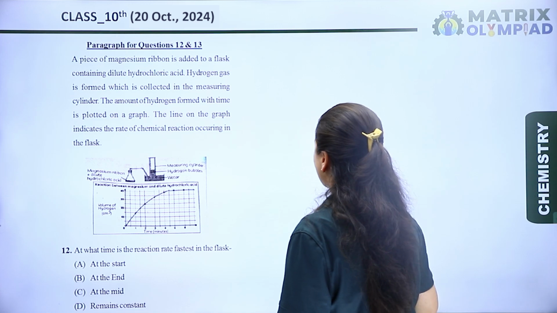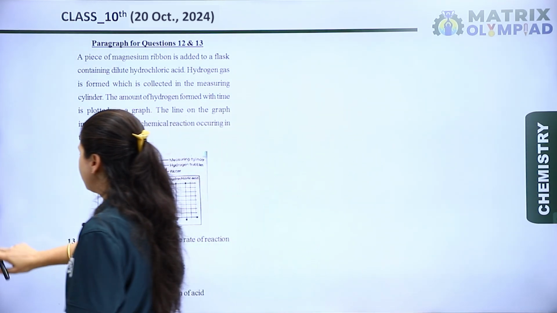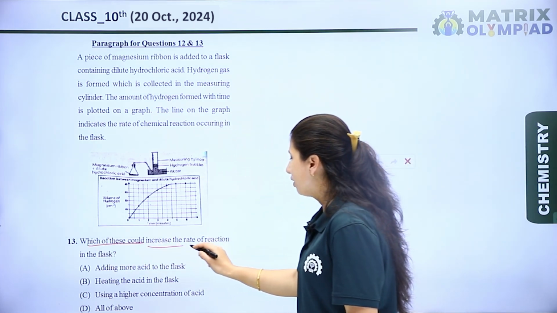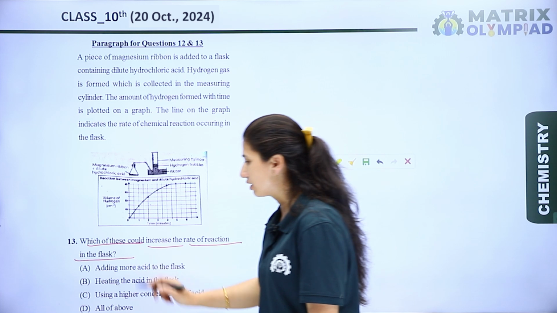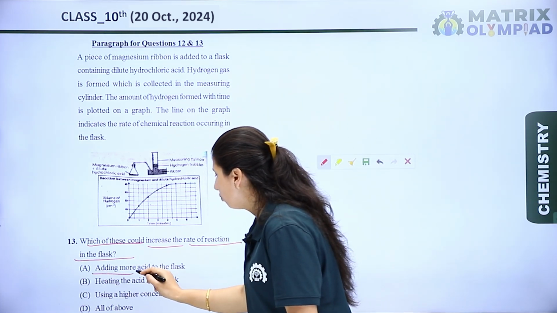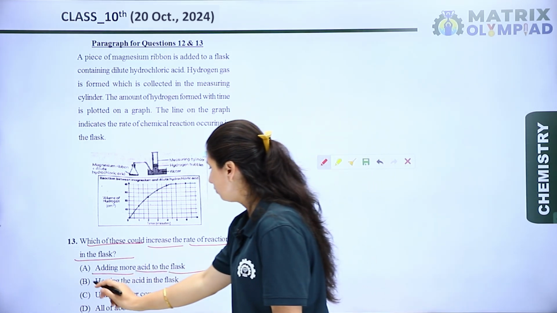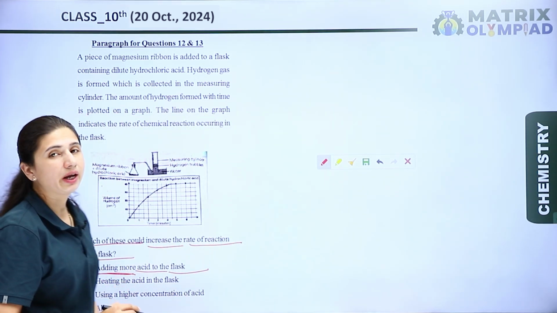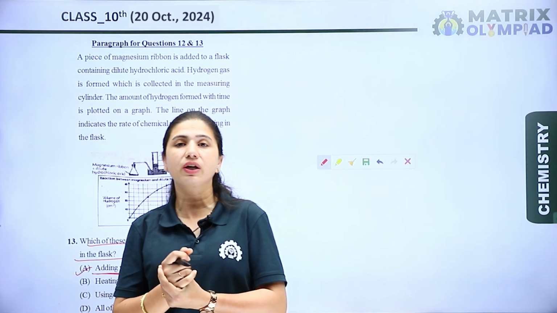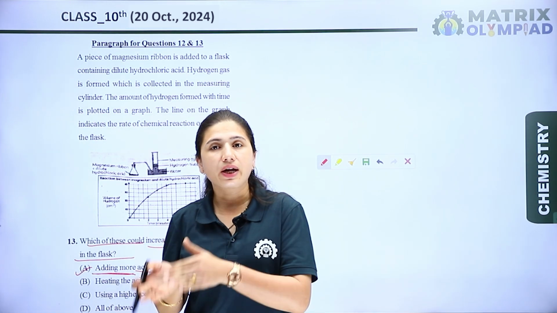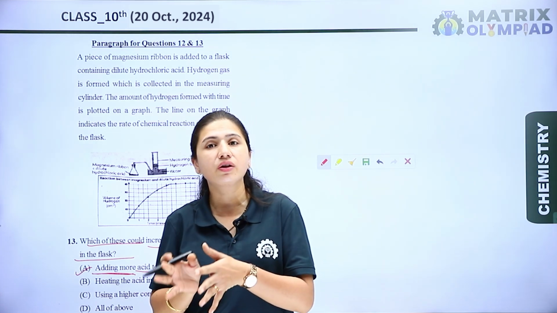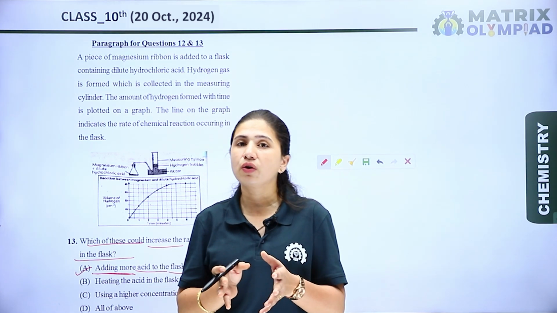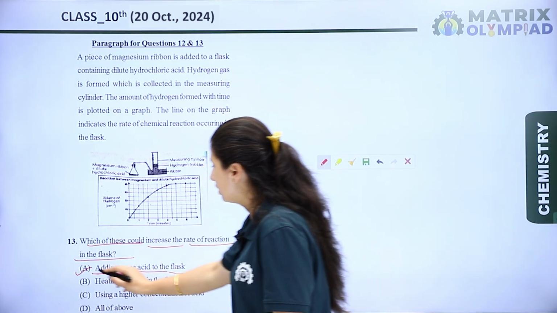Now, let's see the next question. The paragraph is the same for this question. Which of these could increase the rate of reaction in the flask? The first is adding more acid to the flask. Yes, it is a correct statement, because the concentration of reactant is directly proportional to the rate of reaction. If we increase the concentration of reactant, then automatically the rate of reaction also increases. So the first is the right option.